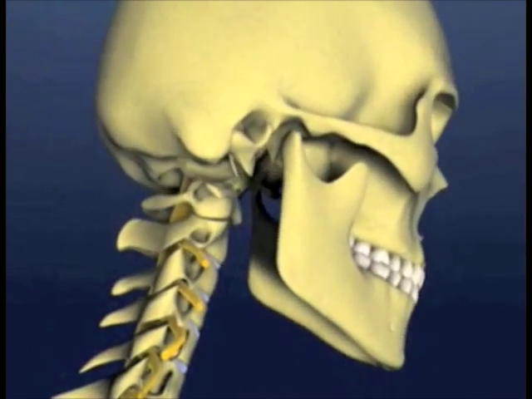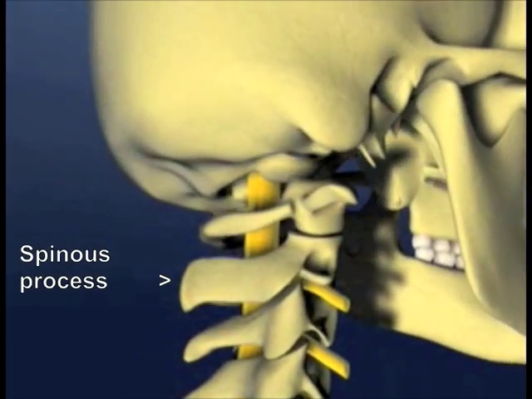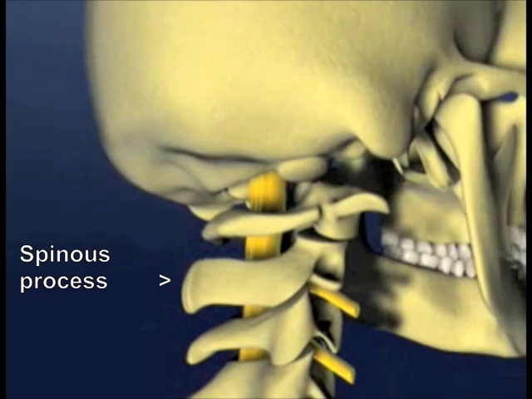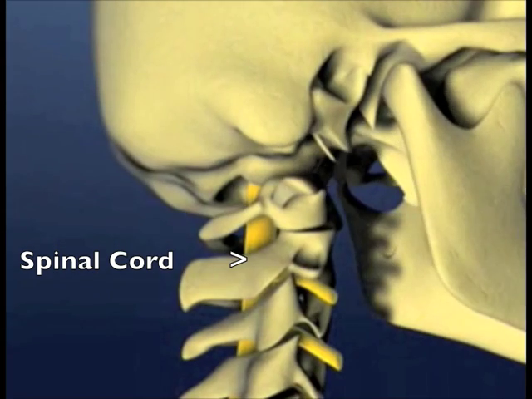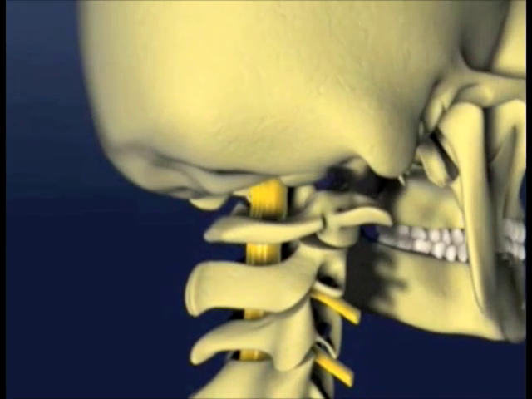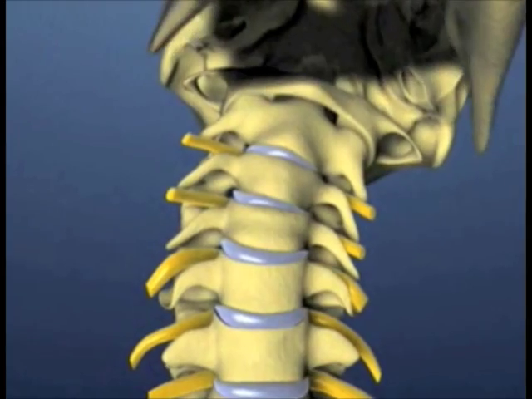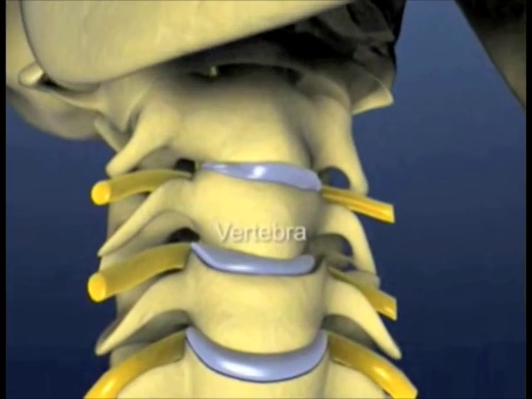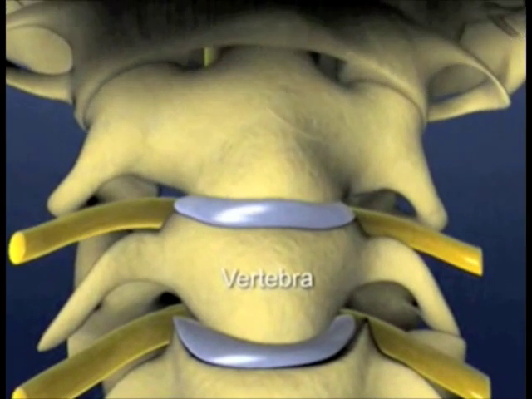Notice the dexterity of the neck. The spinous process of a vertebra is directed backward and downward from the junction of the lamina, and serves for the attachment of muscles and ligaments. The spinal cord passes through the vertebral bones and is protected by a series of connective tissue. A vertebra is an individual bone in the vertebral column that encases and protects the spinal cord.